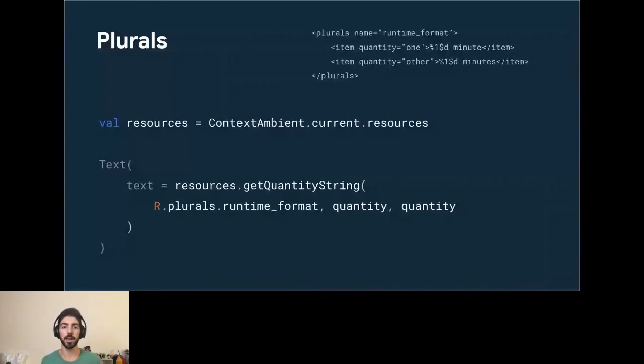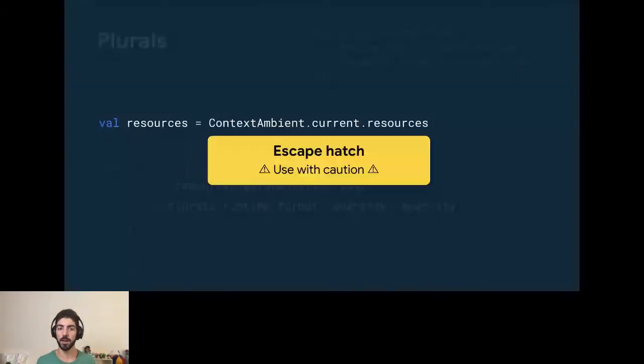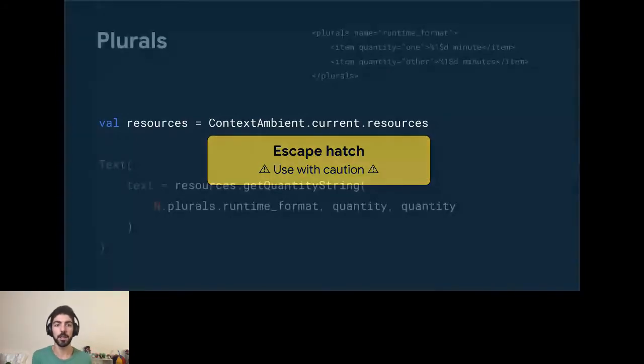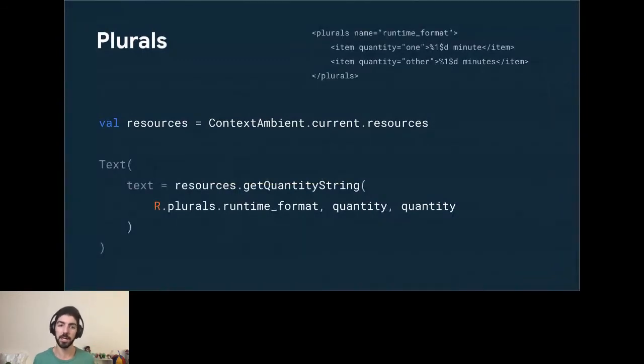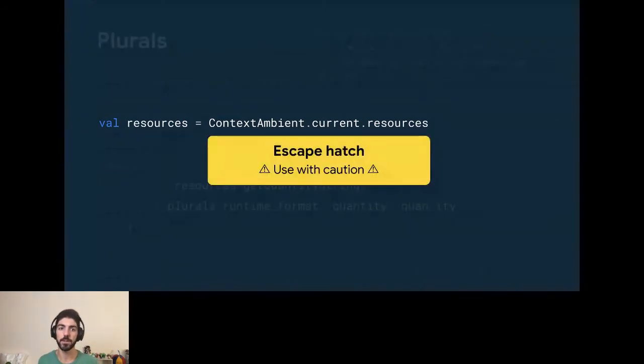So we have this, the way, as we will see later, to access the view system in a very raw way. It's using ambient, and here, for example, to get the resources, we can access using context ambient.current.resources, and then you can call the get quantity string method, because it's not supported at the moment. I think I filed a feature request for this, but it hasn't been implemented yet. So you can do it yourself with this kind of escape hatch. Use it with caution, because of course, you can get into problems down the line.